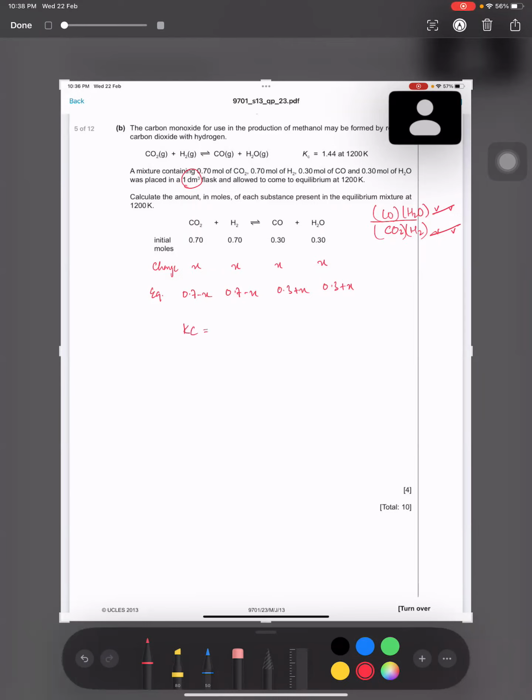Kc should be the product की concentration, it should be (0.3 plus x) whole square, दोनों एक जैसे हैं, और over reactant concentration दोनों एक जैसे हैं तो whole square, and the value of Kc is 1.44. So 1.44 का स्क्वायर क्या होगा बच्चों? I think it would be 1.2. 1.2 होगा बच्चों? Yes, sir.